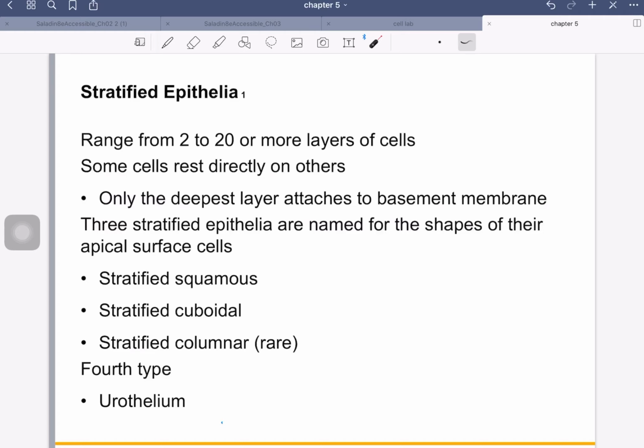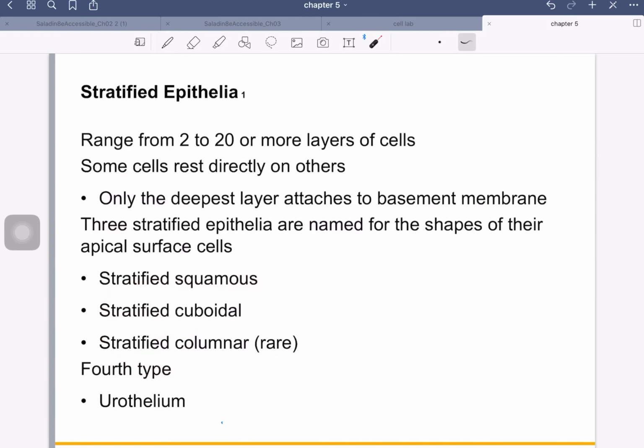Now here we're looking at stratified. When I'm talking about stratified, it's 2 to 20 layers. The deepest layers attach to the basement membrane, and there's 3 main types we're going to look at. And remember, we call the tissue by the shape of the apical cell. So we have stratified squamous, stratified cuboidal, and stratified columnar. There's not many examples of those.